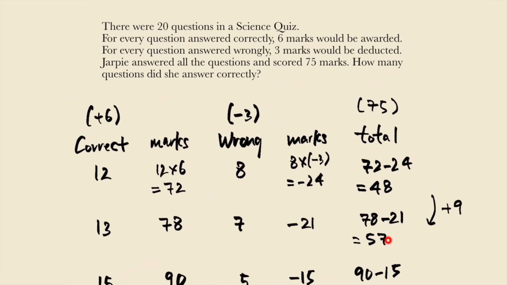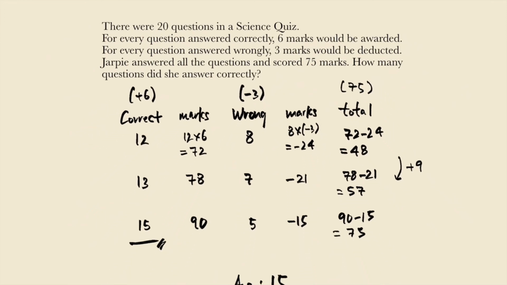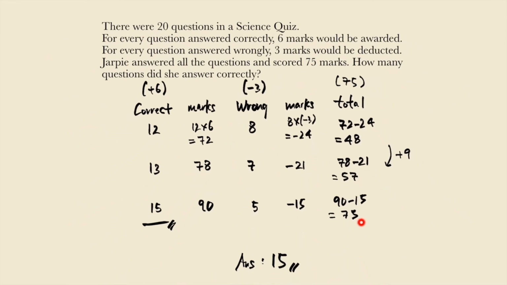So we get 57, which is an increase of 9. So every step, we increase the total by 9. So how many 9s do we need to go from 57 to the required 75? Well, that will be 2 steps. You can basically keep going and you will soon arrive at the correct total of 75. The number of correct answers, therefore, is 15.